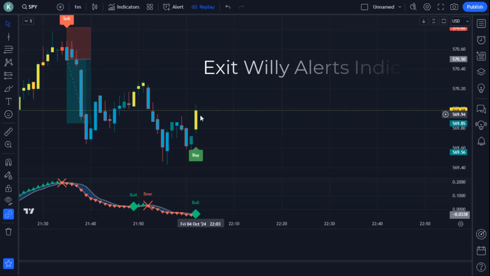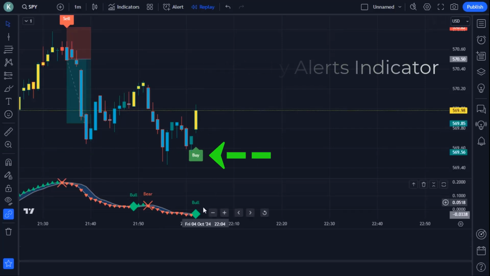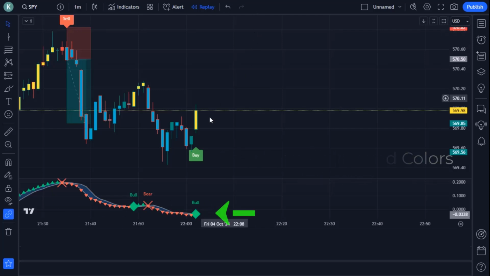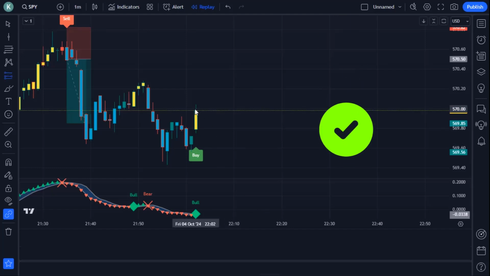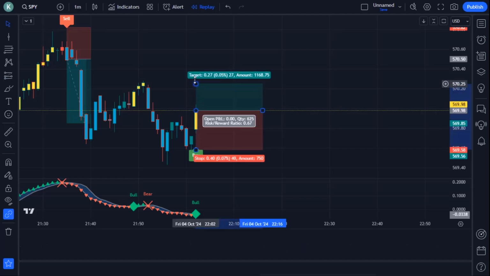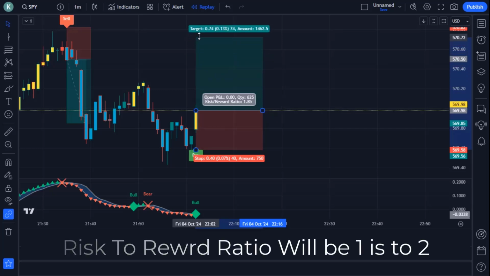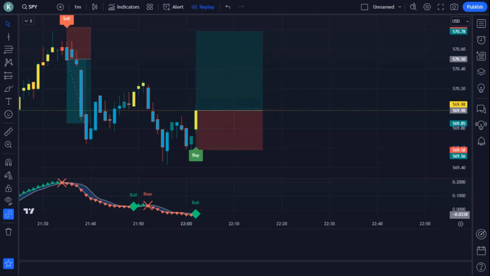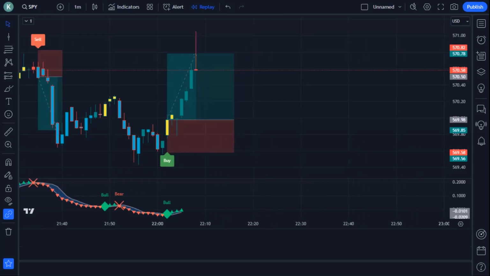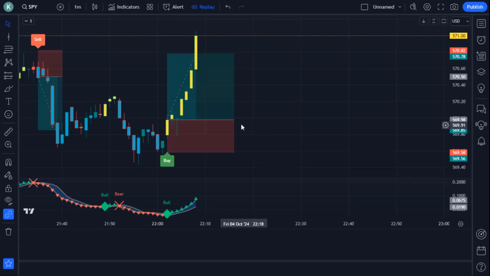Here the exit Willy alerts indicator gives us a buy signal. Here the easy entry/exit trend is bull trend. Here market has made a yellow candle to give confirmation. So all our conditions are being fulfilled, so we are placing an order to buy. Our stop loss is to be placed at the previous low of market, and the risk to reward ratio will be 1:2. Let's see what happens to our trade. We have won the trade. Let's find the next trade.